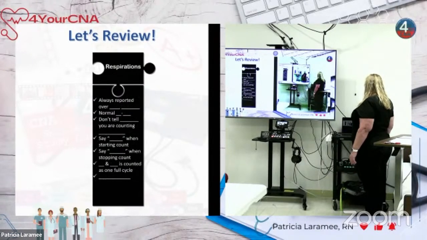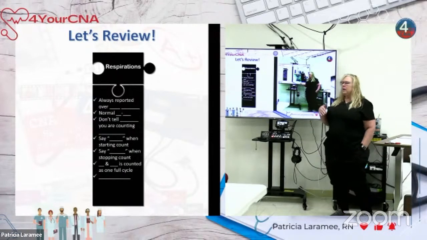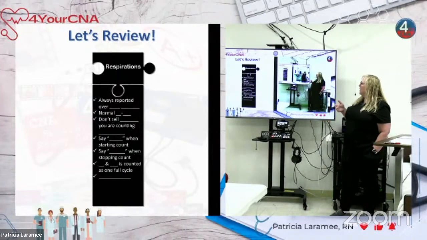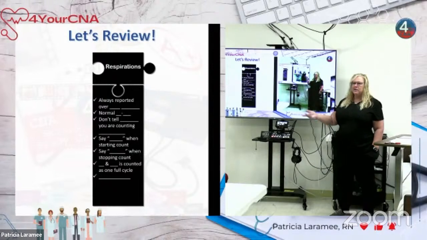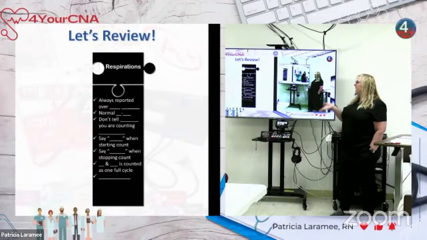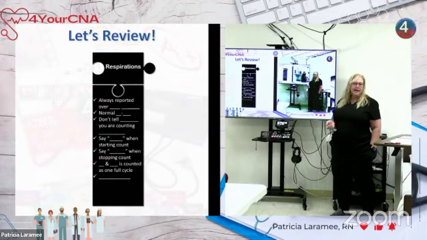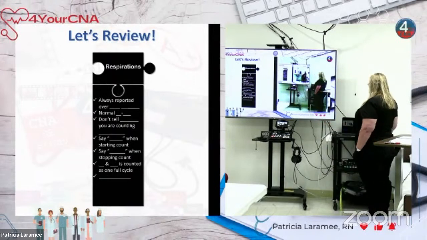We learned how to count respirations. Respirations are always reported over 1 minute and normal is 12 to 20. We don't want to tell the patient we're counting their breathing or respirations. We're going to say start when we start, stop when we stop, so the evaluator counts at the same time. In and out is counted as one full cycle, and we're always going to document this. Anything we count, we write. We also learned how to measure.